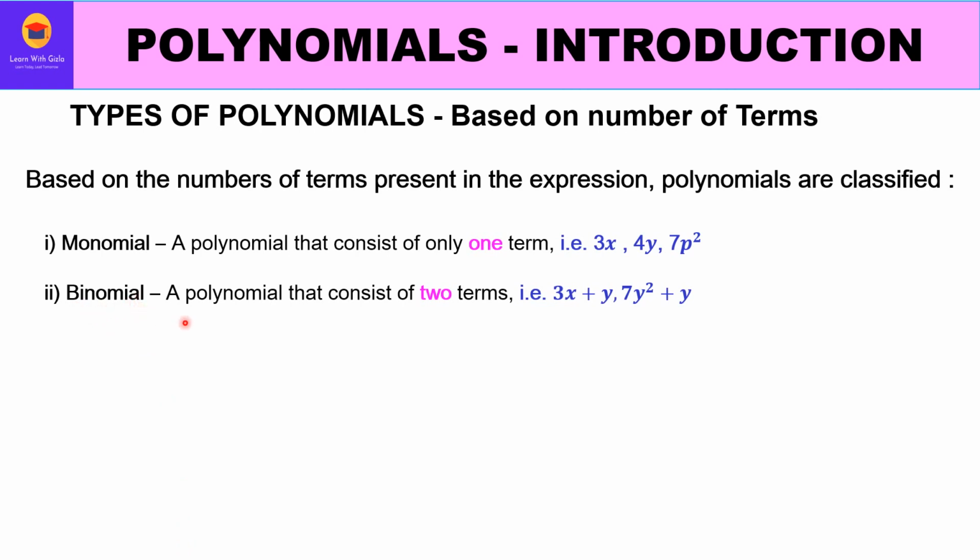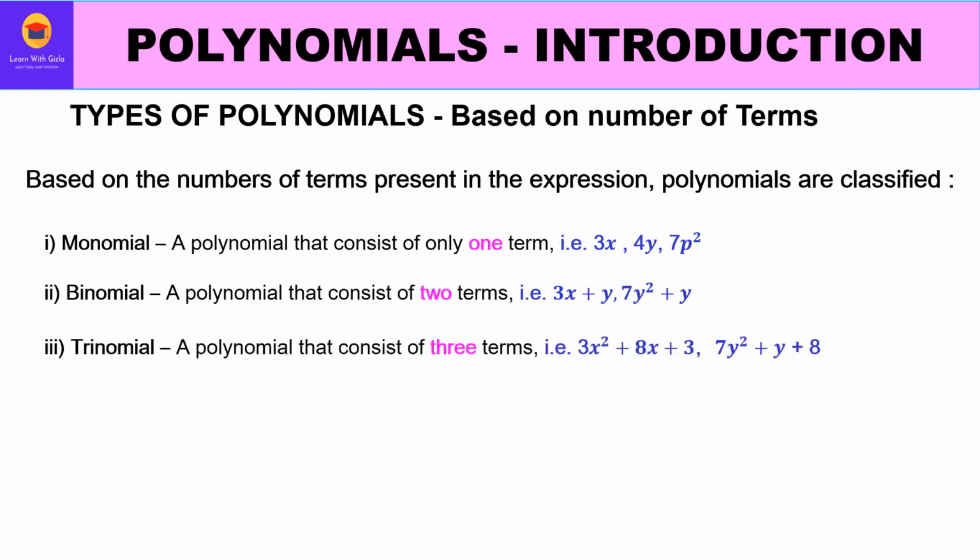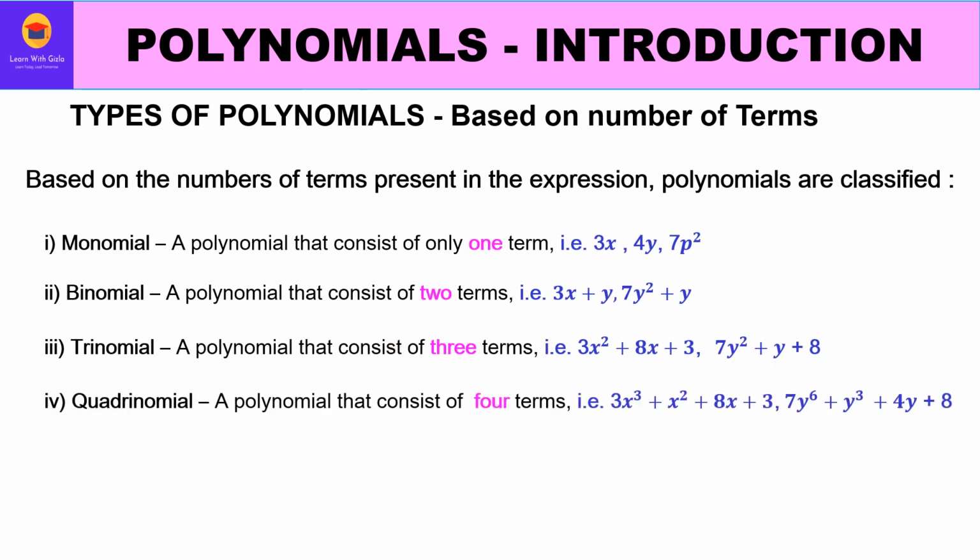Next comes binomial, a polynomial that consists of two terms, 3x plus y, 7y square plus y. Over here we involve two terms and they are combined together by the mathematical operation of addition, right? So these are binomials. Then comes trinomial, a polynomial that consists of three terms, for example 3x square plus 8x plus 3 or 7y square plus y plus 8. All these are examples of trinomials.